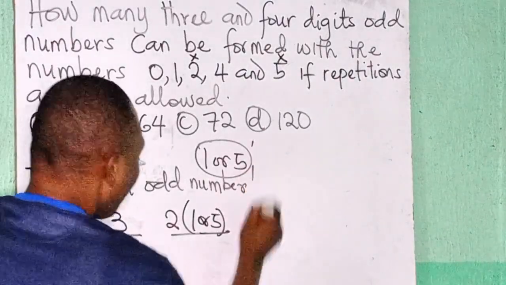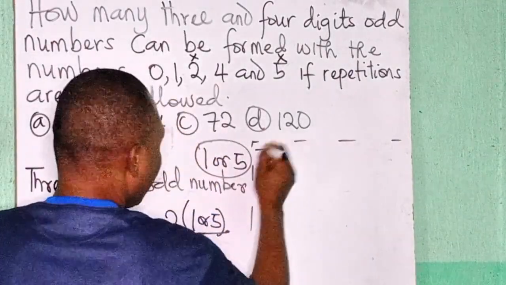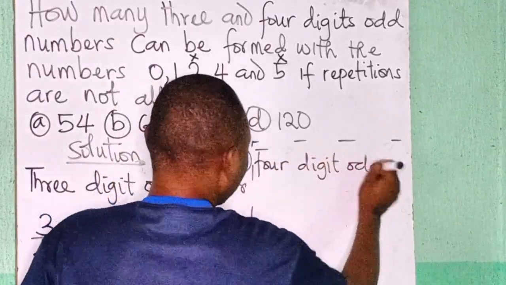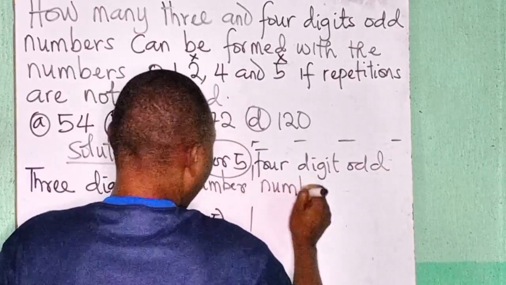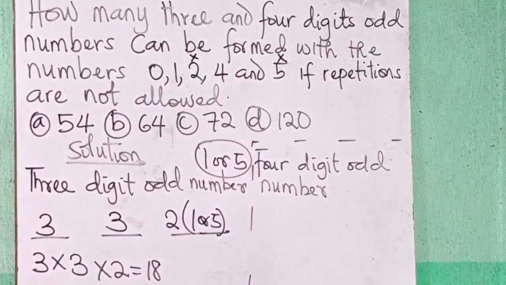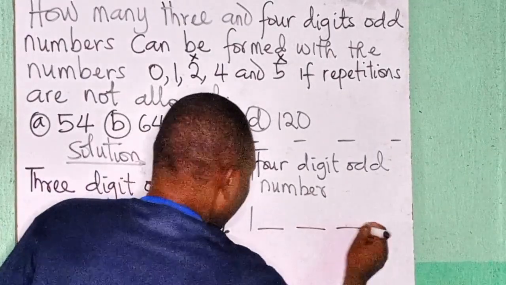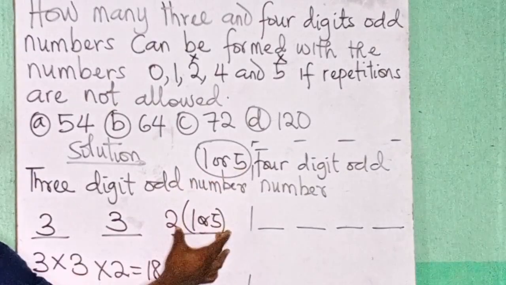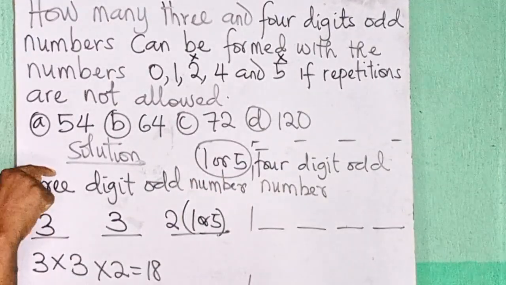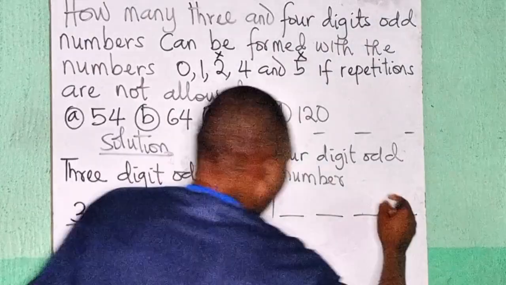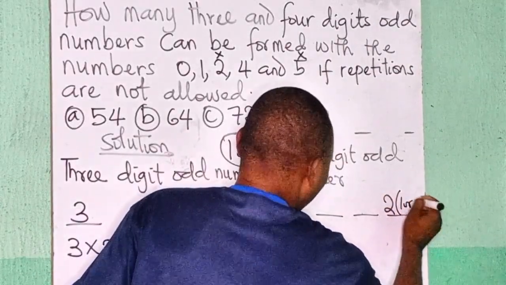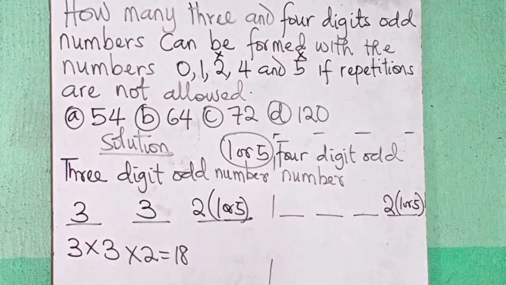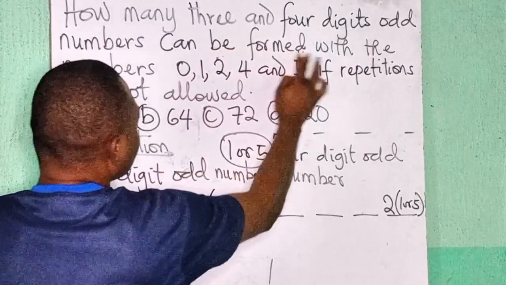Now, let's go for 4-digit odd numbers. So if I have 4-digit odd numbers, 1, 2, 3, 4. Take note of this. Remember that I'm still having 2 choices for the last digit. So I'll still be having 2 here, 1 or 5. I'm filling the last digit with either 1 or 5. Now let me take this one away.